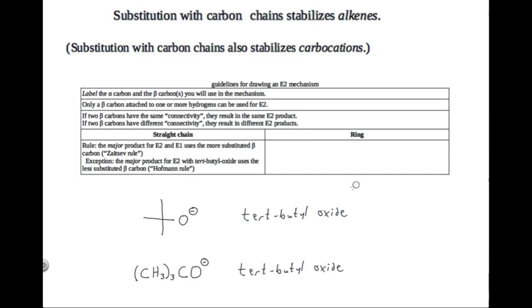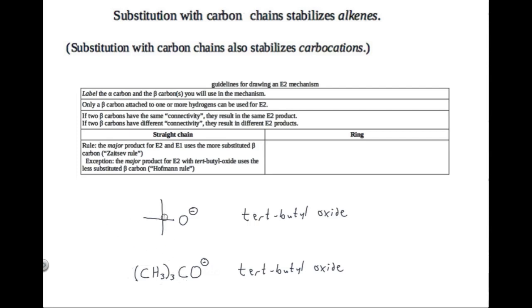By the way, remember that this is the bond line notation for tert-butyl oxide, and this is the condensed notation for tert-butyl oxide. You won't know when to use this exception unless you can recognize when you're looking at tert-butyl oxide. Make sure you can recognize the structure of tert-butyl oxide in bond line notation and in condensed notation. I hope you can convince yourself that these two structures are the same structure.